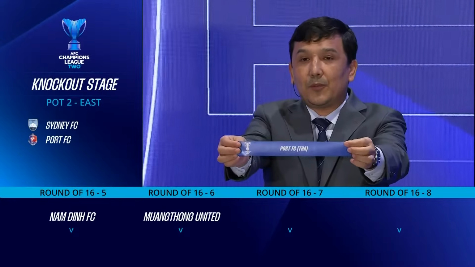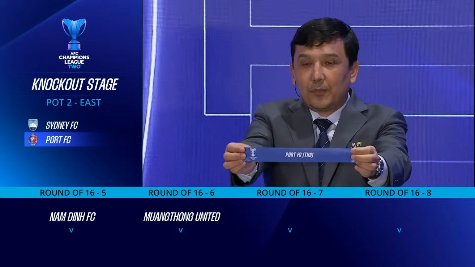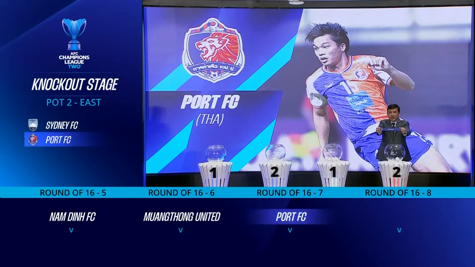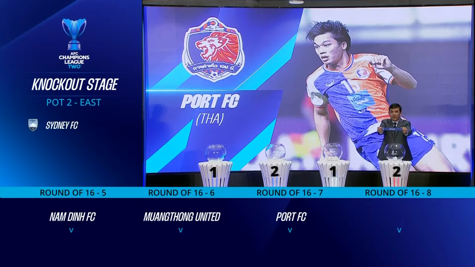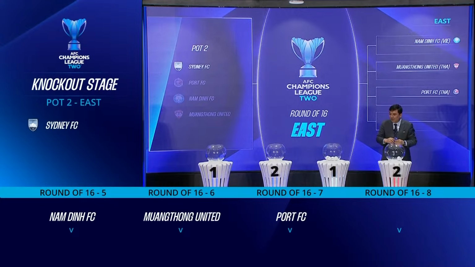Port FC from Thailand. They are second place in Group F, 3rd position in 2023-24 Thai League 1, and this is their debut AFC Champions League appearance. They have participated in AFC Cup in 2010 and reached quarterfinals.